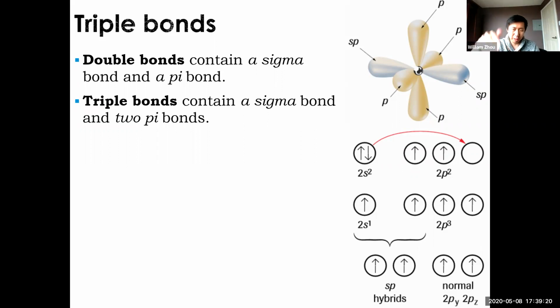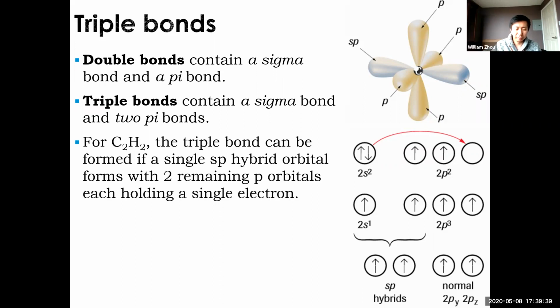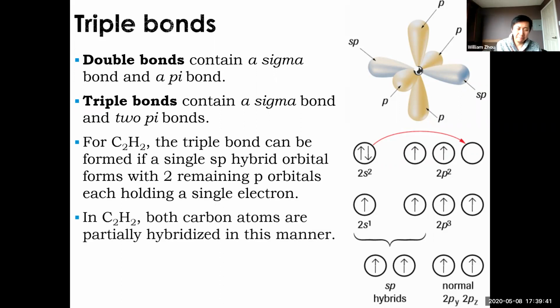A p orbital has 2 lobes, but sp only has 1 lobe. So there are 2 sp orbitals and 2 p orbitals. And those p orbitals are able to make pi bonds at perpendicular 90-degree angles, okay, from each other. All right, does that make sense?